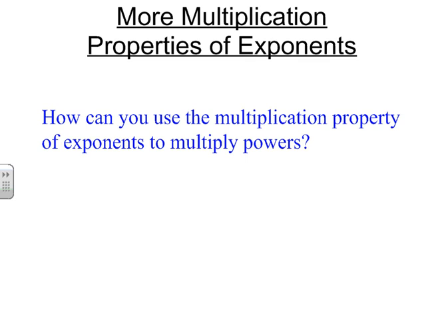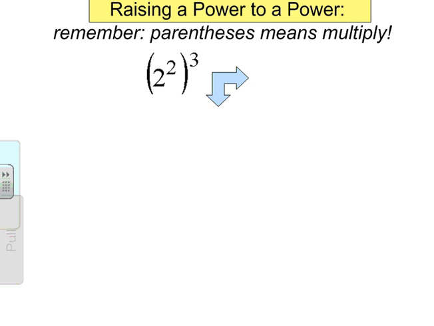Right, we're going to look at more multiplication properties of exponents and how we can use the multiplication property of exponents to multiply powers. So if we think back to what things mean, here we have 2 squared to the third power. What that's telling us is that we have 3 of these things. So let's write that down: 2 squared times 2 squared times 2 squared. There's 3 of those. So far we're in agreement.